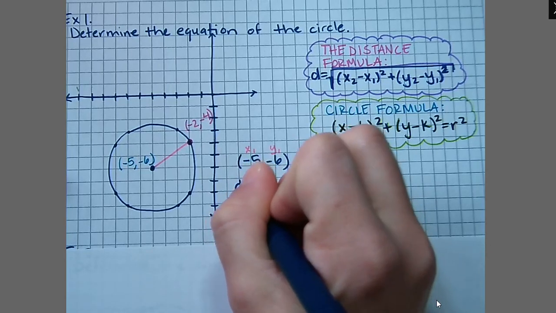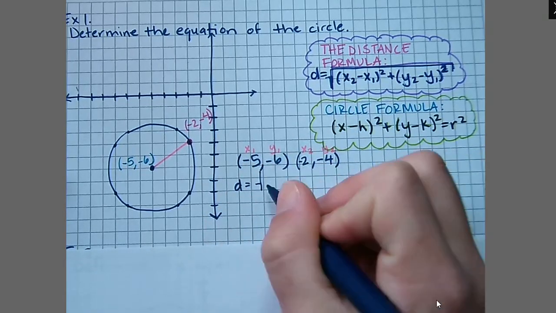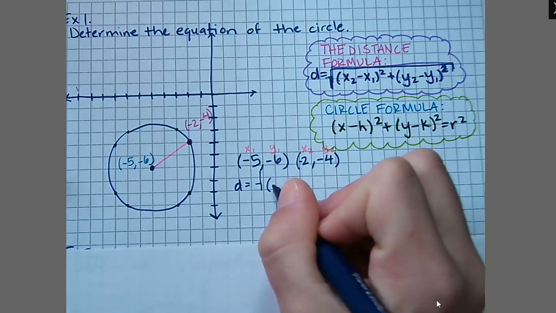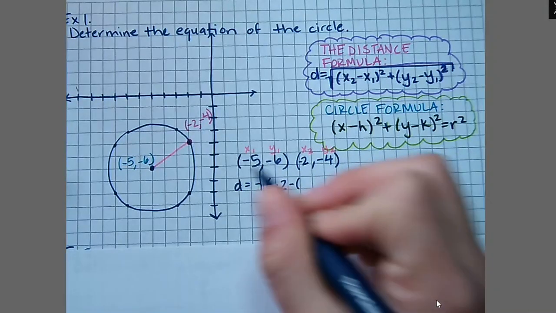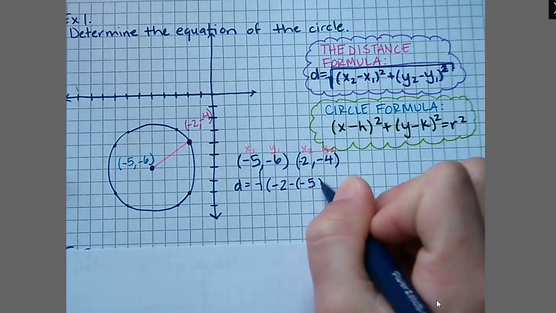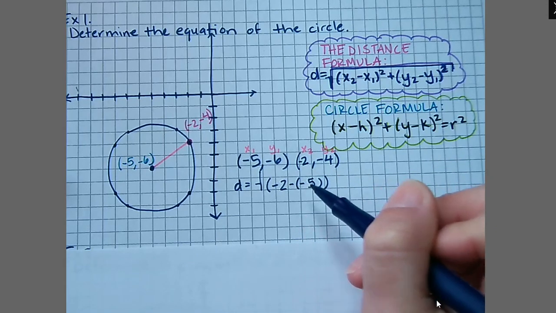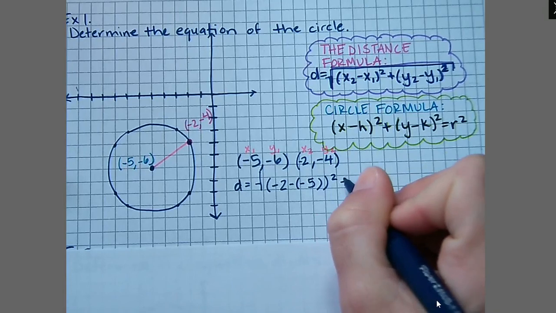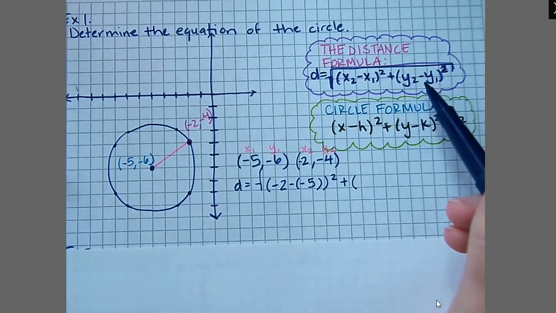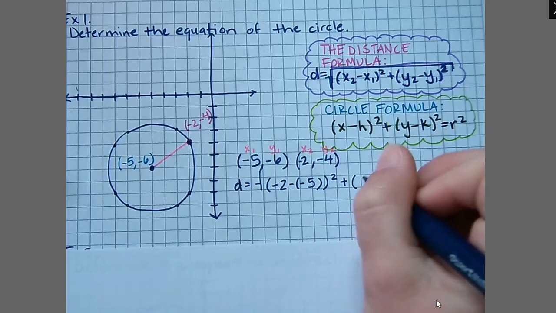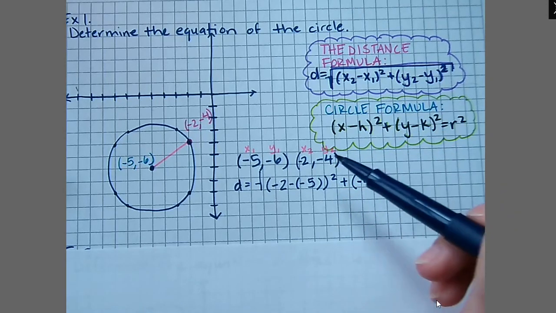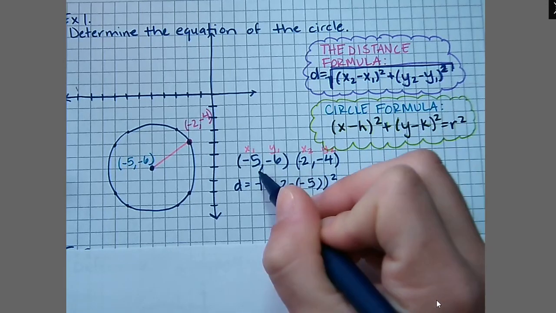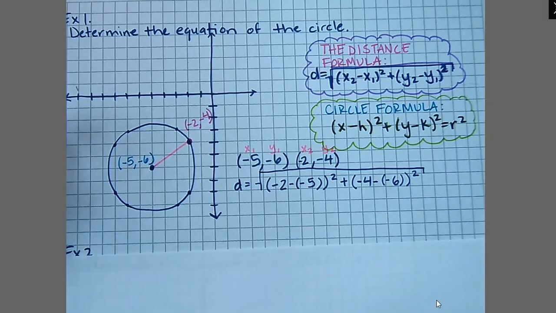So d equals the square root, and we're going to do x2 minus x1. Okay, so we're going to do -2 minus -5. Okay, that's going to be an important part here. We're subtracting -5, which looking forward, that's going to change to a plus. Okay, squared, and then plus, we're going to do our y2 minus y1. So we're going to do -4 minus, and our y1 is -6. So we're going to have to subtract -6. This is all up under the square root.